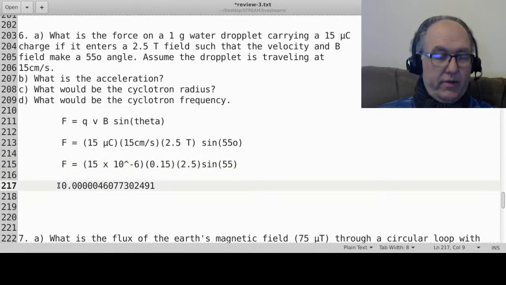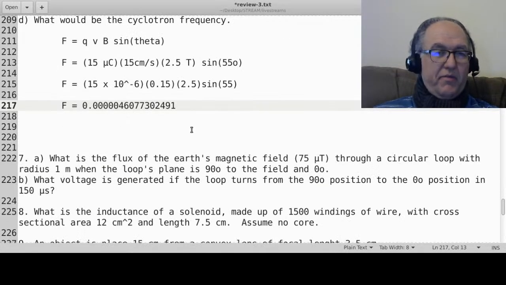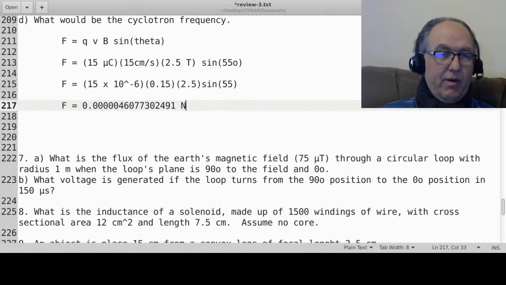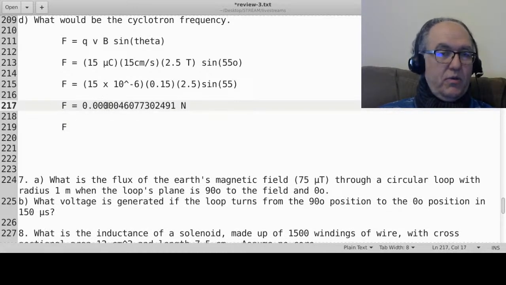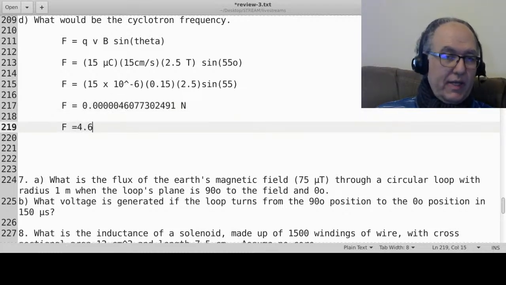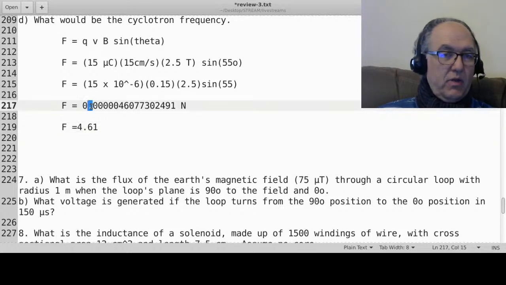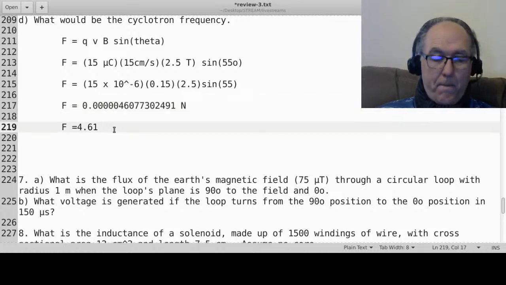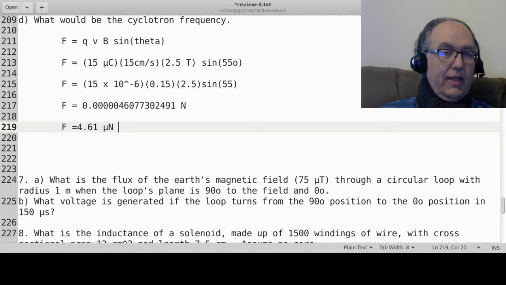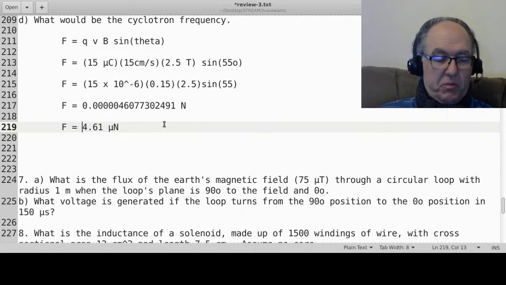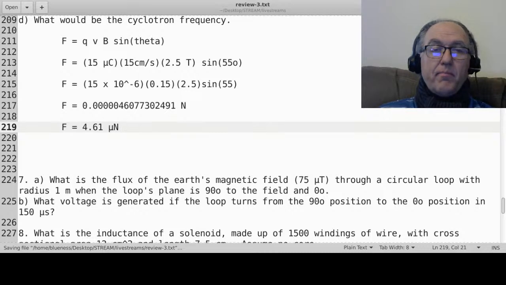So it's got this number here, which has a lot of zeros in front, but I kind of expected that. That's going to come out in newtons. Now let's move the decimal over. 1, 2, 3, 4, 5, 6. So that's going to be 4.61. Let's do that again. So here's the decimal. 1, 2, 3, 4, 5, 6. 4.61 micronewtons. So very, very small force on this charged particle.